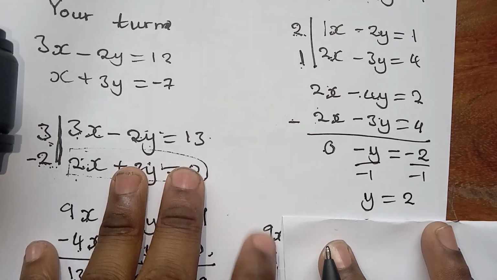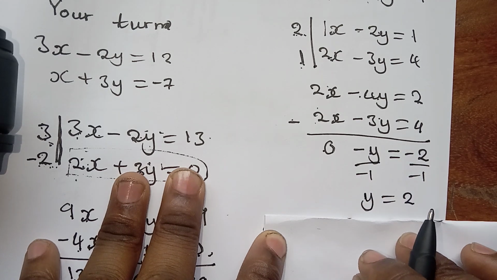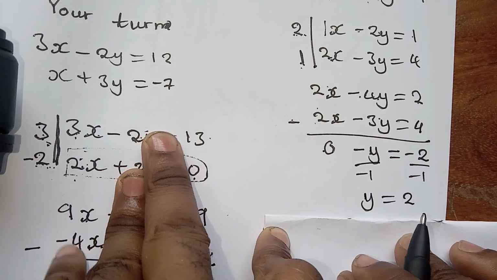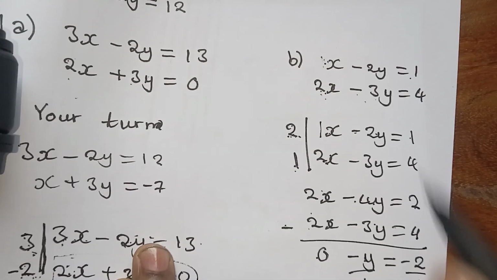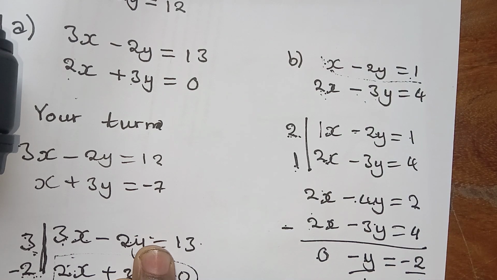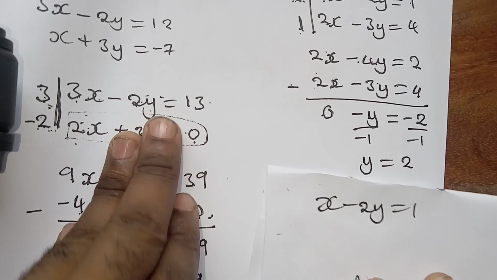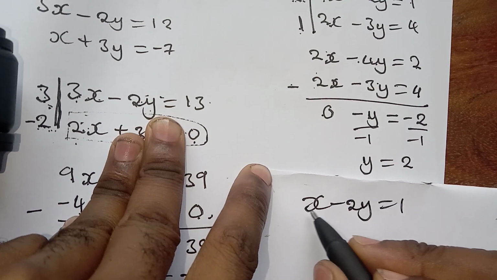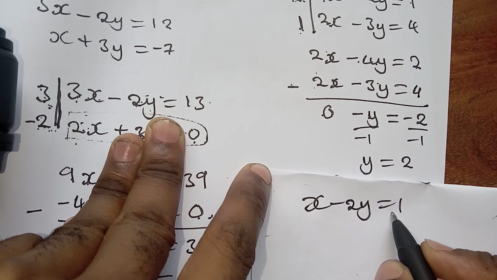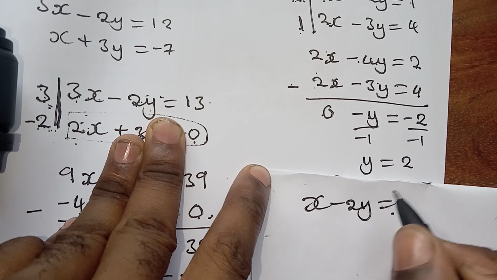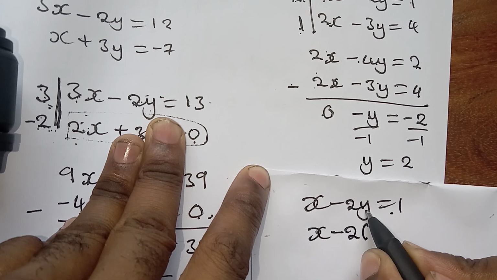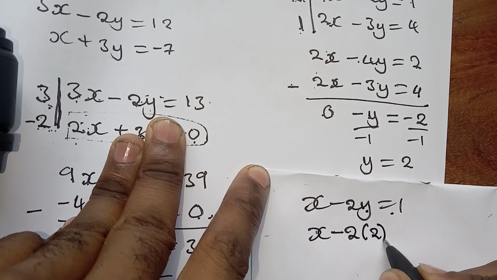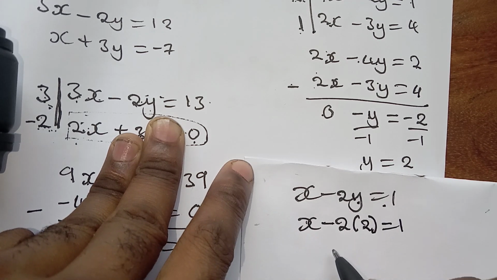And then now that you have solved for your y, you can solve for x using any of the two equations. For me, I think the first one is easier. So I'll write it down. Here it is. x minus 2y is equal to 1. And then I know that my y is 2, so I can say x minus 2, where there is a y, I can write my 2. This is equal to 1.